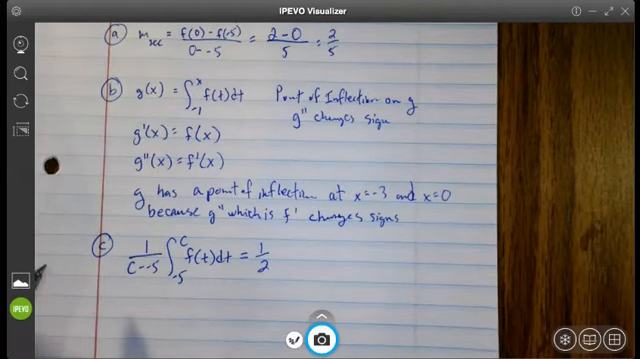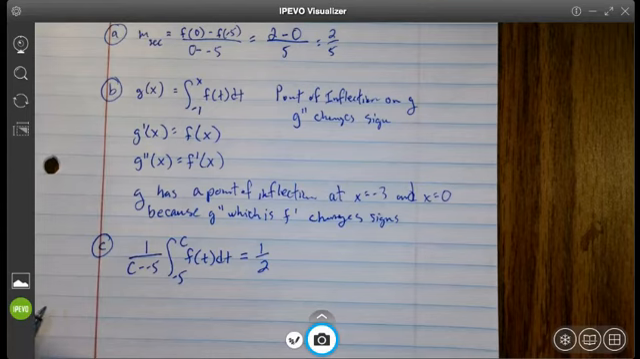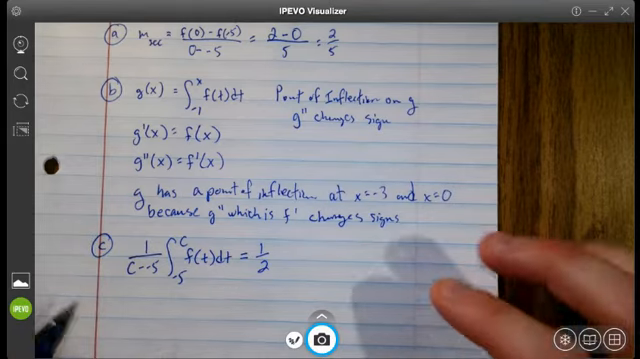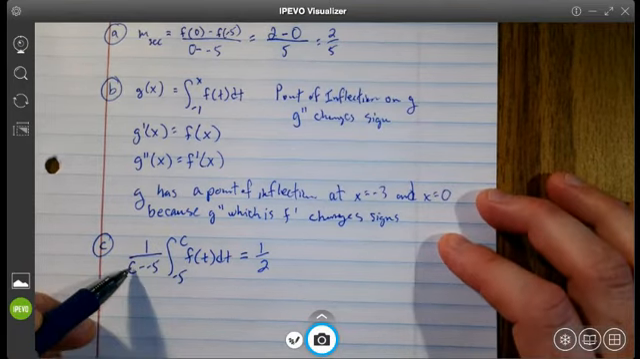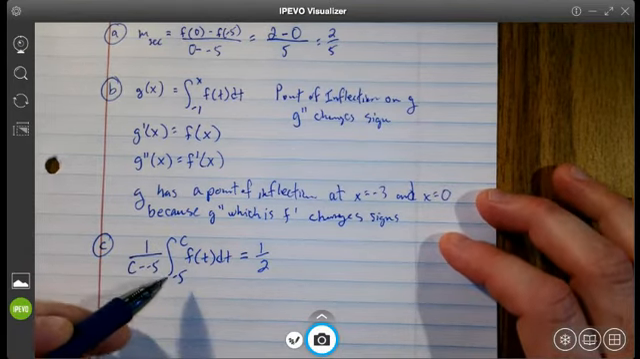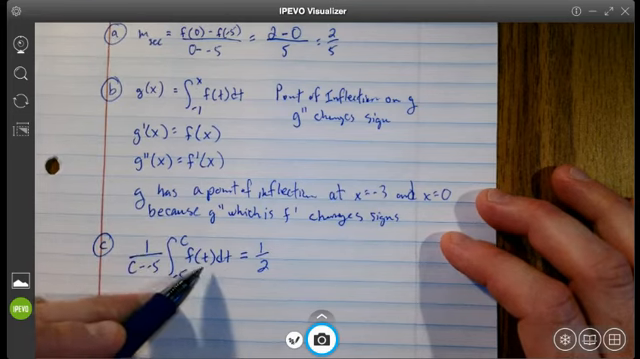FRQ number 4, part C. All right, so it says find the value of c for which the average value of f over the interval -5 to c is 1/2. All right, so remember, the average value formula says 1 over b minus a times the definite integral from a to b of f of t dt.